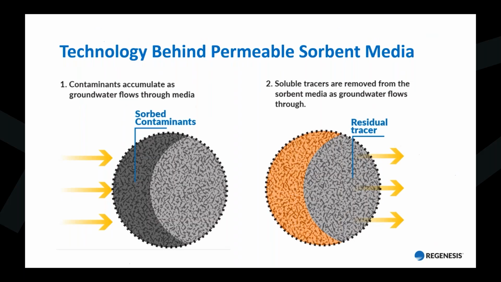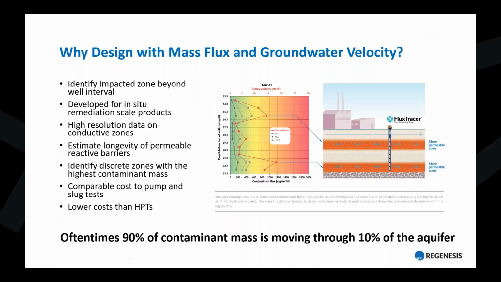And just again, very briefly, how these flux tracers work. There's a media inside this device. And so any contaminants that flow into the device are sorbed. The media is also preloaded with a tracer. So as groundwater flows through this, the tracer moves through and moves out of the media. And so the media is directly measured for both tracer and the sorbed contaminants. And so then using that data, we're able to get a direct measurement of the mass flux and groundwater velocity.